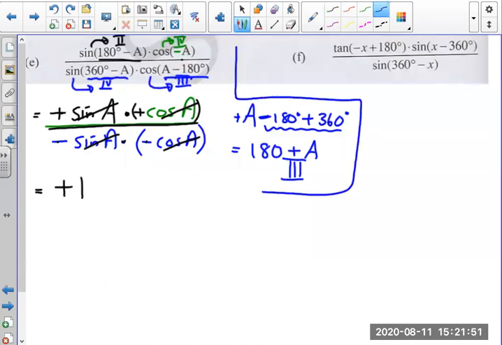Now let's look at number F. Tan(-x + 180) sin(x - 360) over sin(360 - x). Now I don't like the order. I don't like it to be minus x plus 180. But can I rewrite it as plus 180 minus x? Yes, I can. I'm just going to fix the order. Minus x plus 180 is exactly the same as 180 minus x.